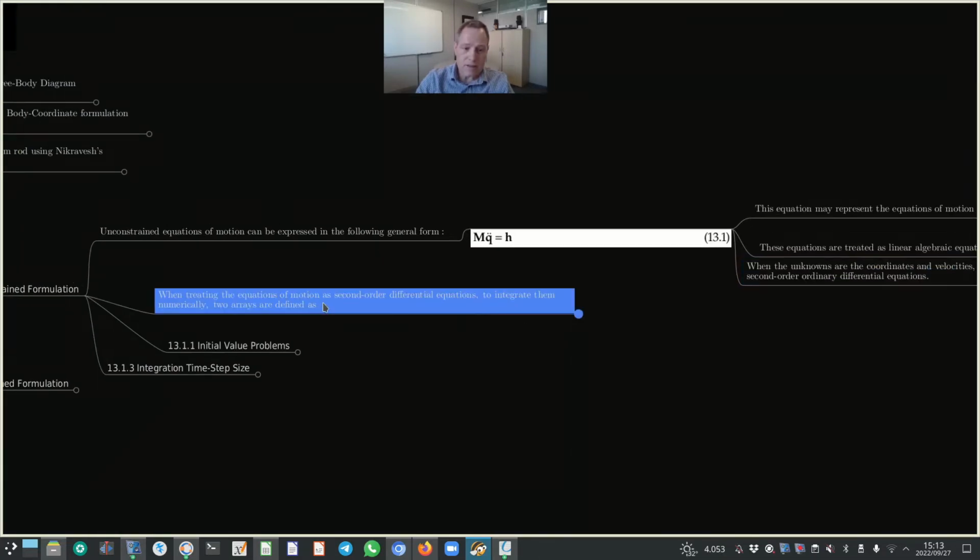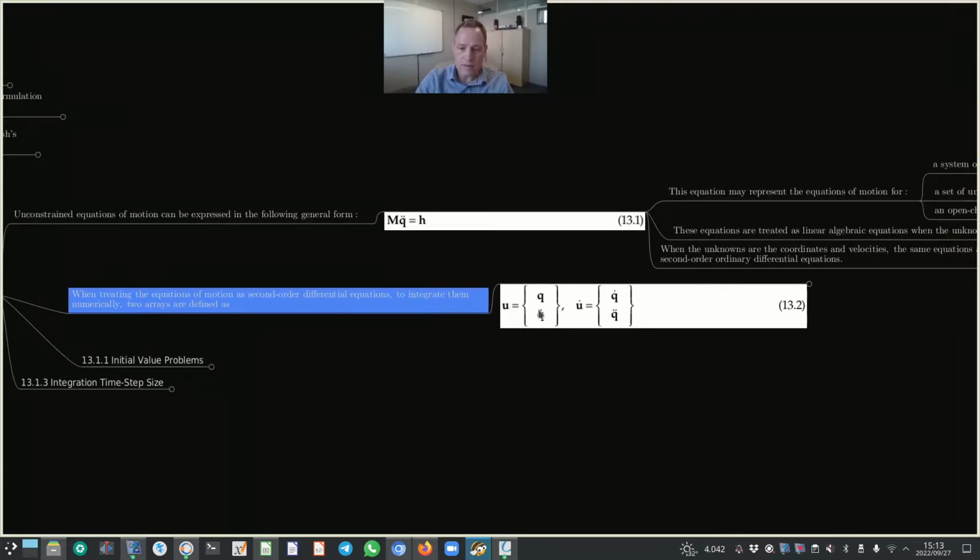So, when treating the equations of motion as second order differential equations, to integrate them numerically, two arrays are defined. We have array u consisting of the positions and the velocities, and array u dot consisting of the velocities and the accelerations. That is, the positions of the centers of gravity of each body in the mechanism, the velocities of the center of gravity of each body in the mechanism, and the accelerations of the center of gravity of each body in the mechanism.